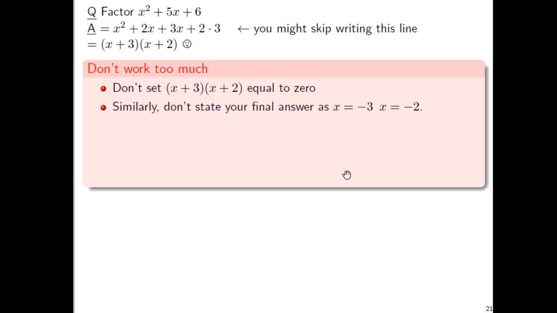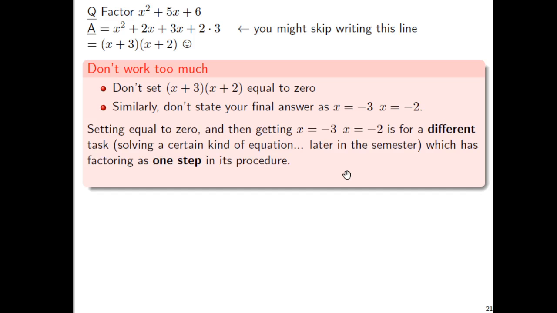Another way that people create this equations problem is, whether or not they write that set equal to 0, they end up with x equals negative 3 as well as x equals negative 2. And again, those are equations. We started with an expression, so something's really off by doing this. Setting equal to 0 and then finally getting x equals negative 3 and x equals negative 2 is for a different task. It's for solving a certain kind of equation, which is for later in the semester and has factoring as one step as part of the procedure. But let's not confuse the things together.